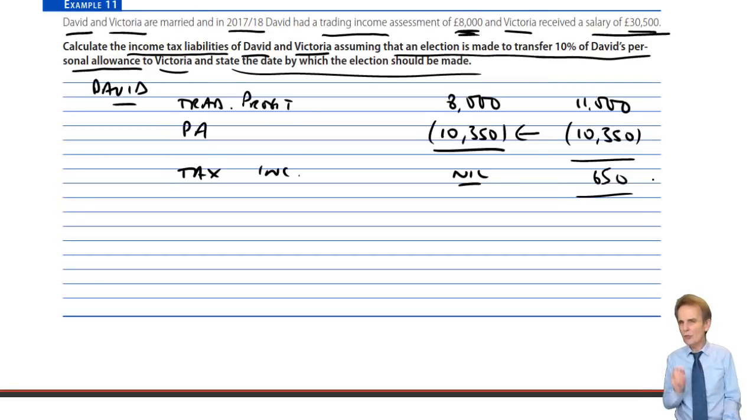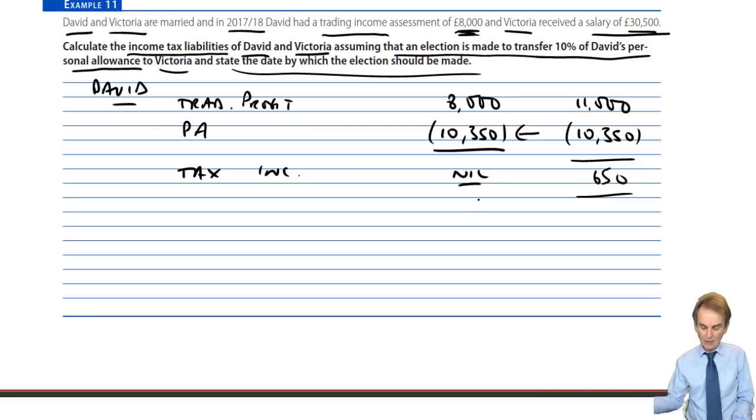It's a fixed amount there. So watch out. Don't be tempted to think, oh, well, maybe I give 11,000 personal allowance still to David and only transfer the remaining 500. No, it is a fixed figure. Watch out for that in an objective testing question. Okay, so David, no tax to pay, and 10% of the personal allowance has been transferred across to Victoria.